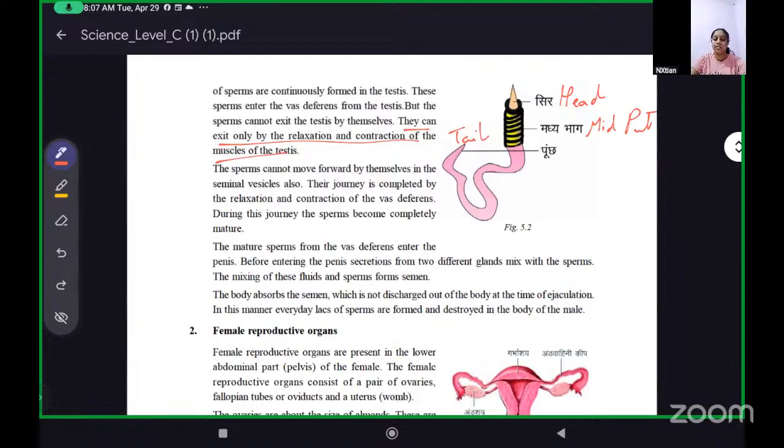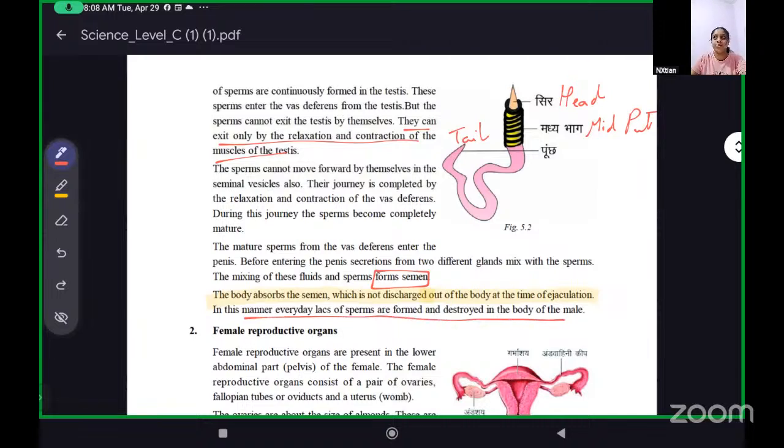Now, what is exactly secreted? The secretions are somewhat liquid, and they get mixed with the sperm to form semen. Then what happens after that? If the semen is not discharged out of the body, then the body reabsorbs it. Every day, lakhs of sperms are formed and destroyed in the body of males.